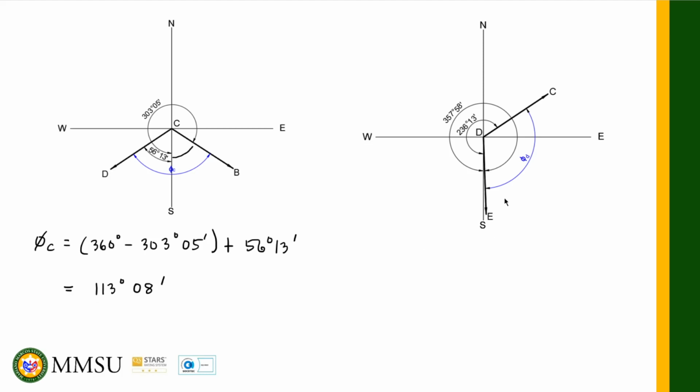And then for station D, this is 357 degrees 58 minutes right there. If we subtract 236.13, we come up with phi sub D. So phi sub D is equal to 357 degrees 58 minutes minus 236 degrees 13 minutes. So we come up with phi sub D, a value of 121 degrees 45 minutes.